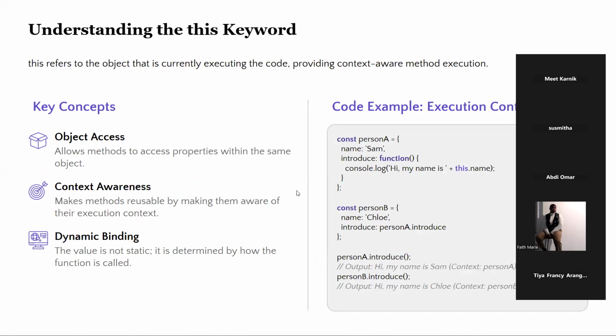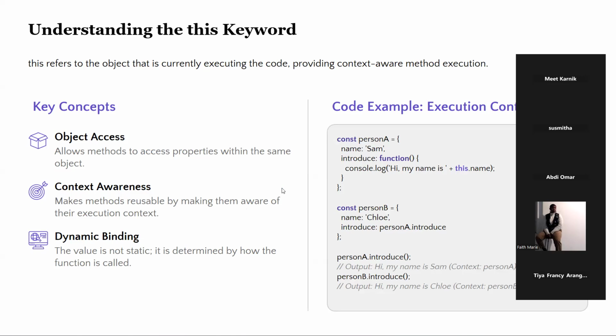Okay, so let's talk about this. In a method, what does this mean? This usually refers to the object that is currently calling that method. So for example, in personA, the introduce method uses this.name. So when the personA.introduce method is called, this refers to personA, and the output would essentially be: hi, my name is Sam.